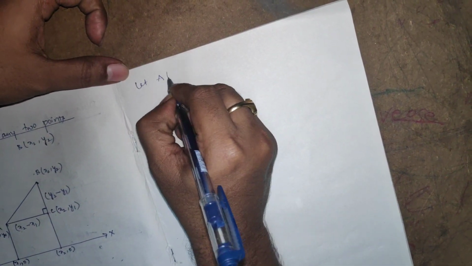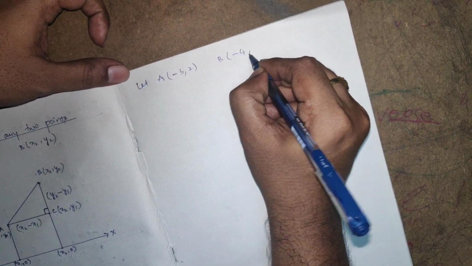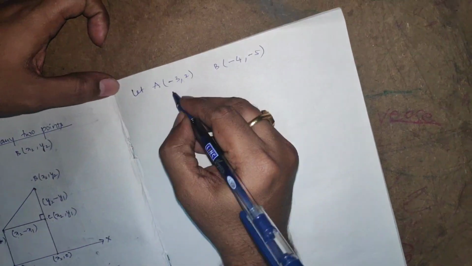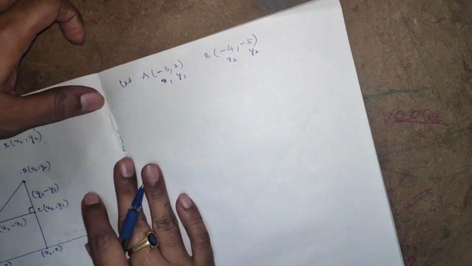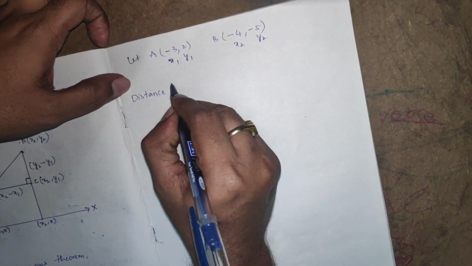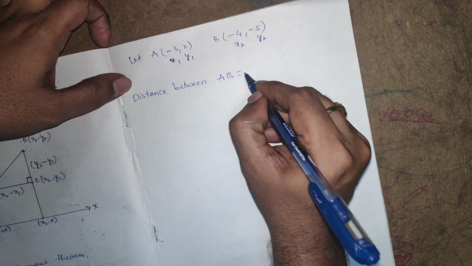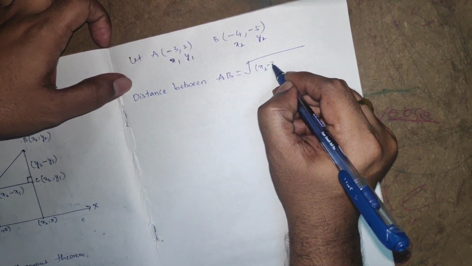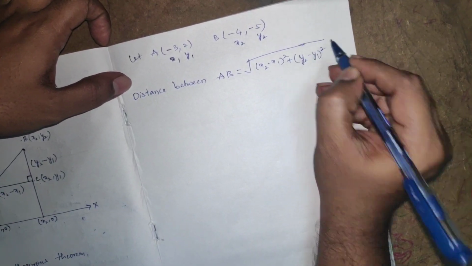Let me solve another example which involves negative coordinates. So let A be (minus 3, 2) and B be (minus 4, minus 5). This is x1 and this is y1, and this is x2 and y2. Now we need to find the distance between AB using the formula (x2 minus x1) whole square plus (y2 minus y1) whole square.